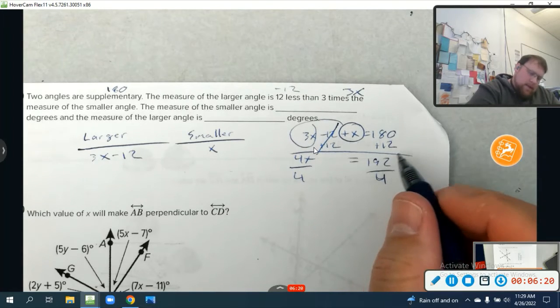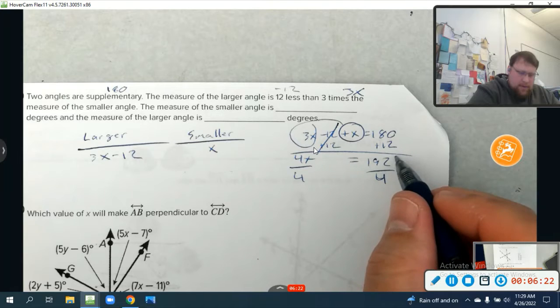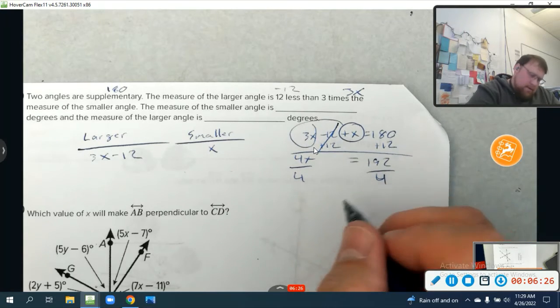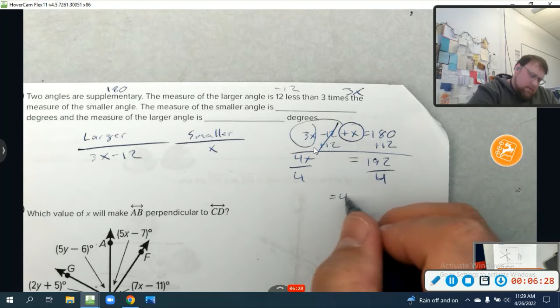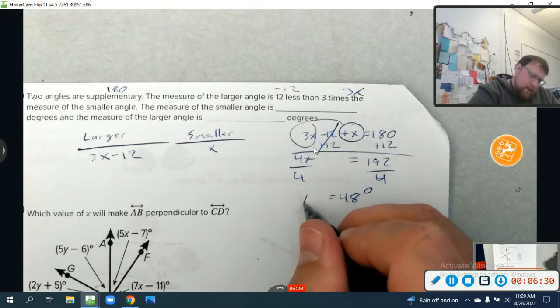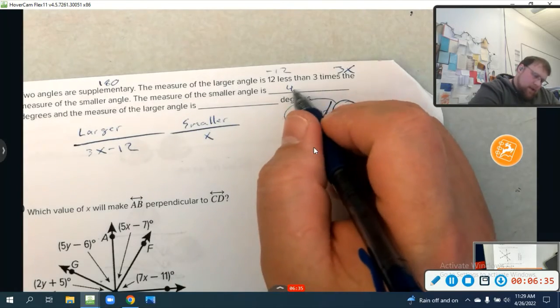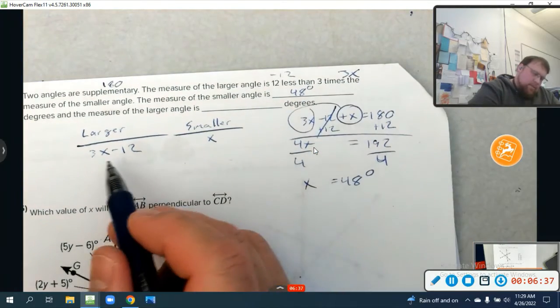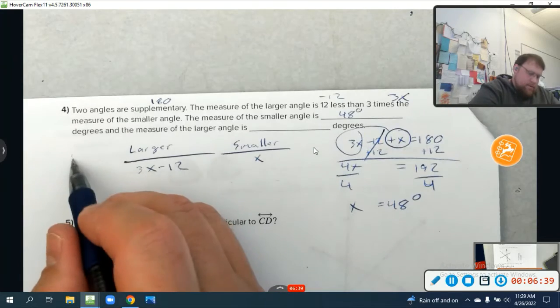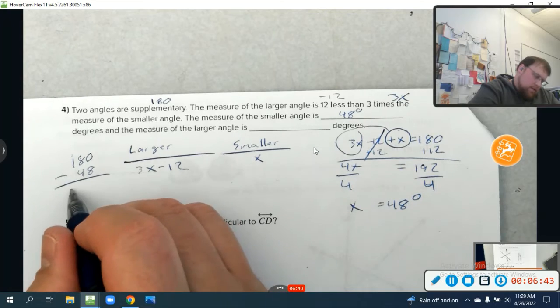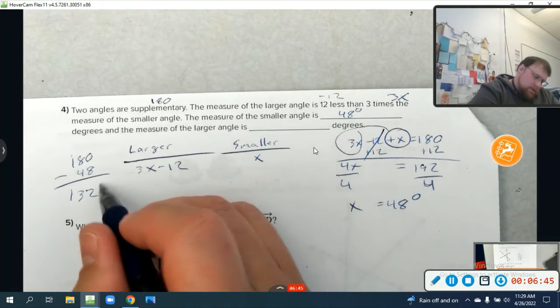4 goes into 19. Let's see, 4 times 4 is 16, leaving 32. So that's going to be 8, right? So that equals 48 degrees. X equals 48 degrees. So we know the smaller angle is 48 degrees. And I could plug it into here, or I could just go 180 minus 48 equals 132 degrees.